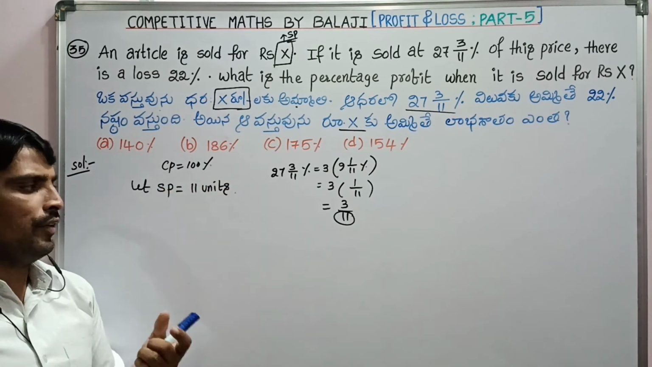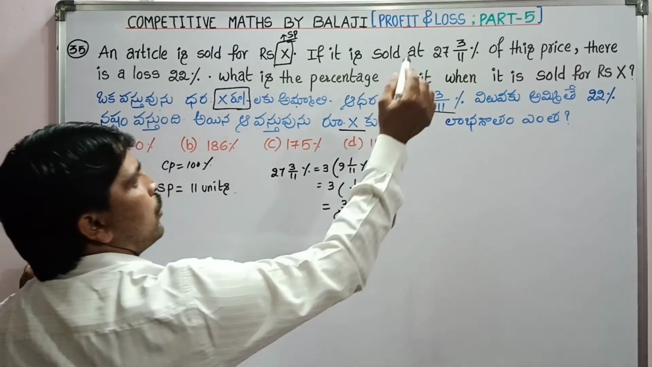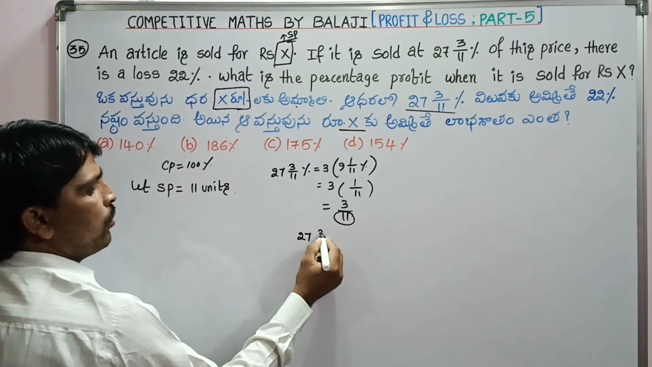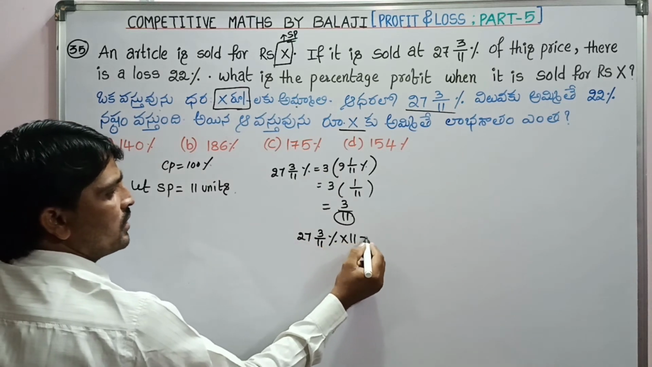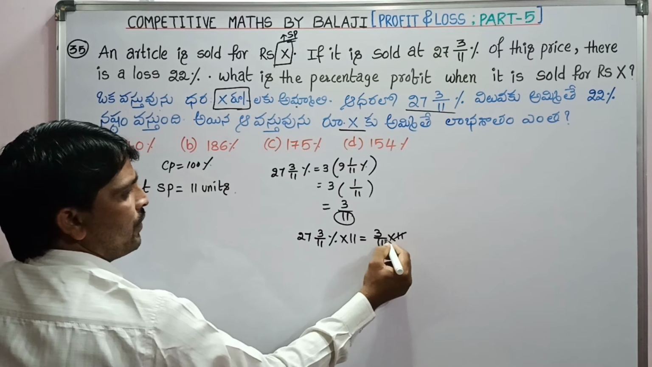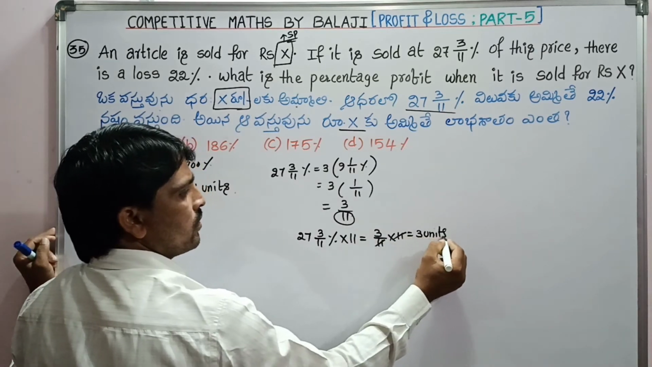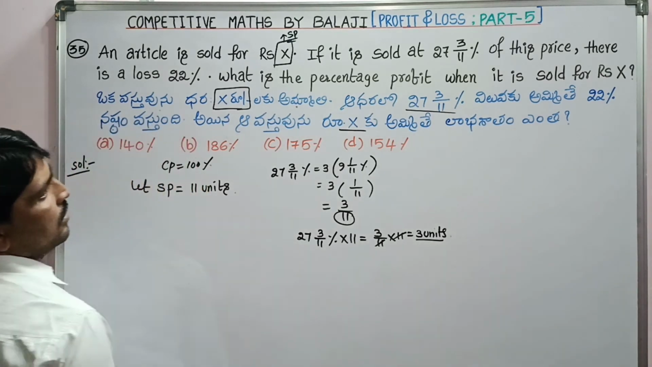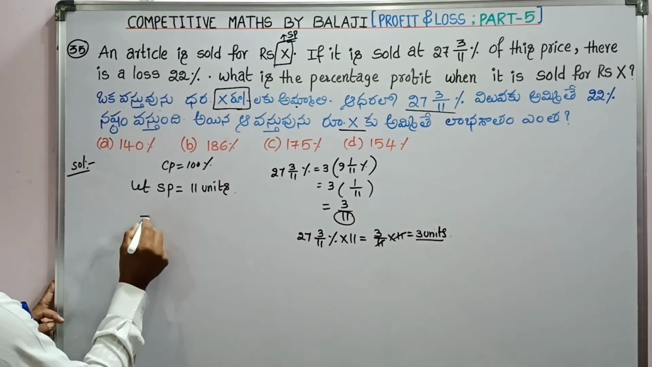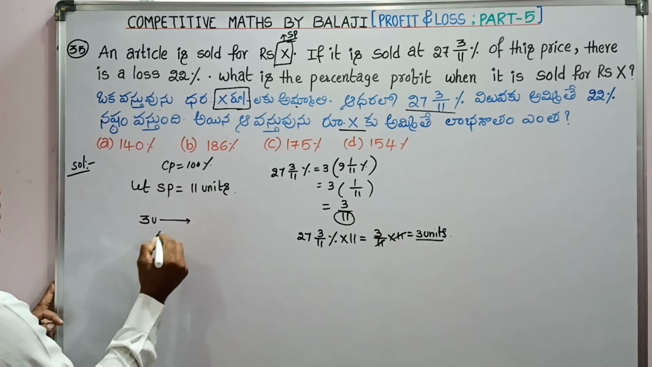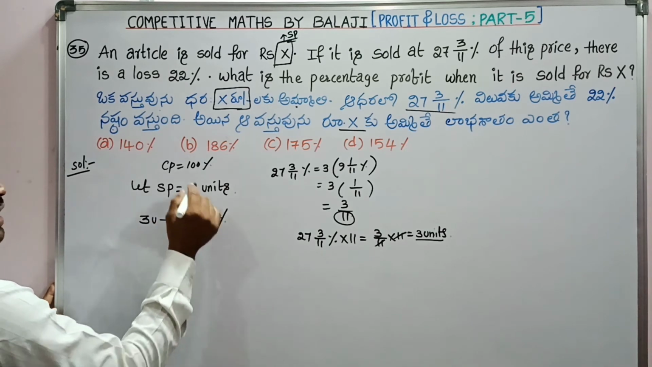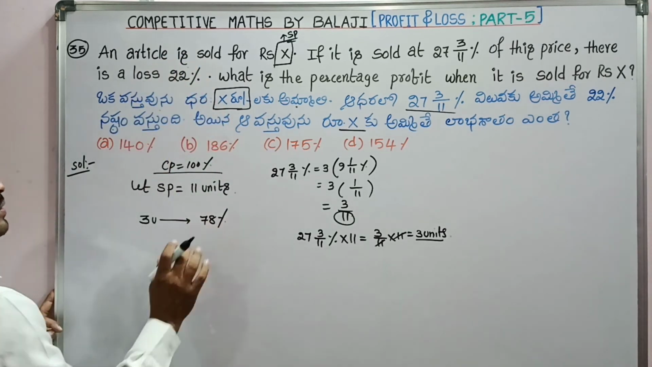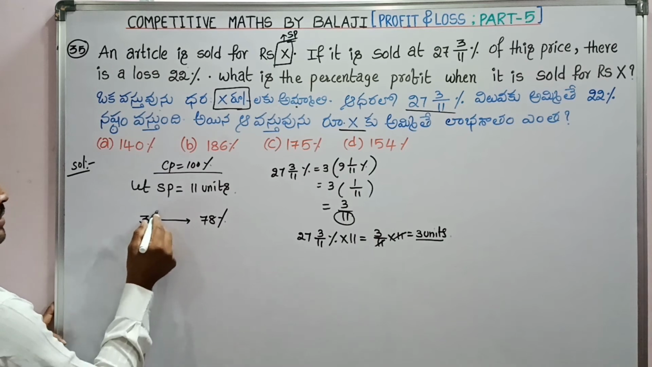SP of the article is 11 units. But when it is sold at 27 whole 3/11% of this price, that is 3/11 of 11, which is equal to 3 units. Okay. When it is sold at 3 units, there is a loss of 22%. As CP is 100%, there will be a loss 22%. So SP is 78%. Yes, 3 units value is 78%.